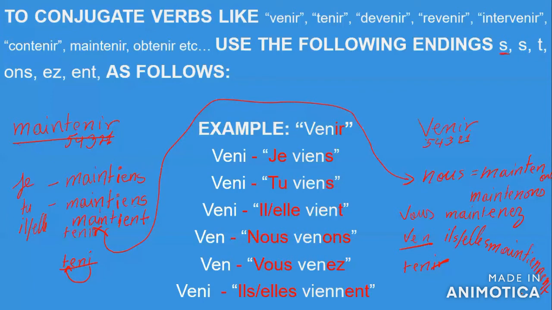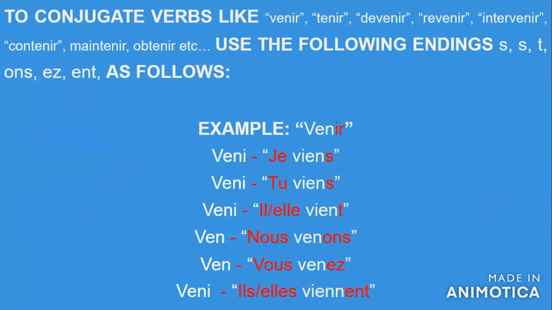Boom, maintiens. And you have it right there. And do not forget, all these verbs will be using the same technique. So now, beginning from obtenir, you are going to count 1, 2, 3, 4, 5, and you play your little game. For maintenir, we did that.